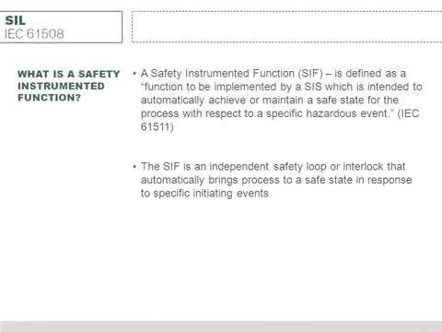So the second level is safety instrumented functions. And a safety instrumented function, or SIF, is defined in the IEC code as a function to be implemented by a SIS, or the system itself, which is intended to automatically achieve or maintain a safe state for the process with respect to a specific hazardous event. Basically, the SIF is an independent safety loop, or an interlock, that automatically brings processes to a safe state in response to specific events. Here we have a component of the larger SIS, which is responsible for bringing its particular control group back to a safe state.